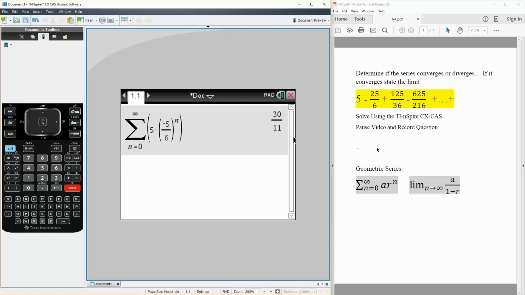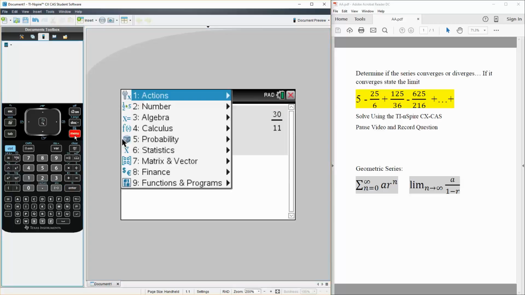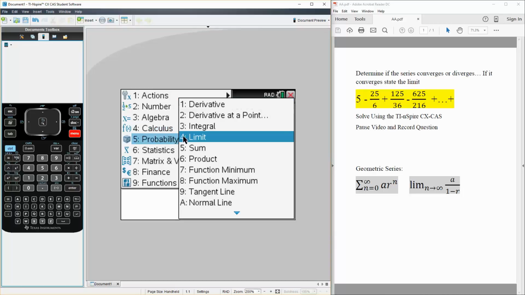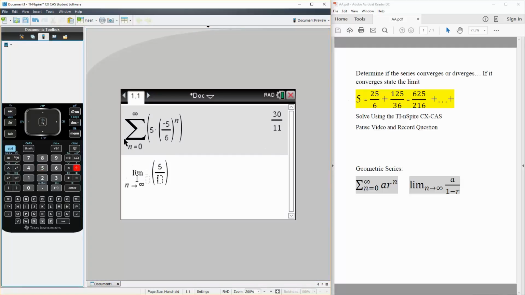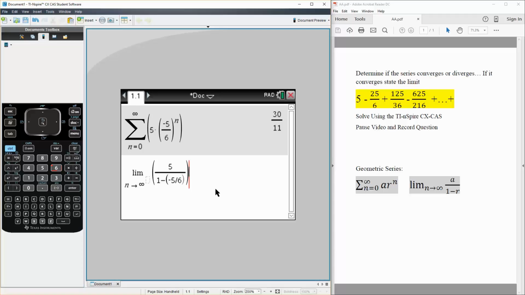And now we do the second way of doing it, which will get the same answer. So we'll have calculus limit, n is going to approach infinity. And we have a, we said was 5, divided by 1 minus r, and r is negative 5/6, and there's your answer.